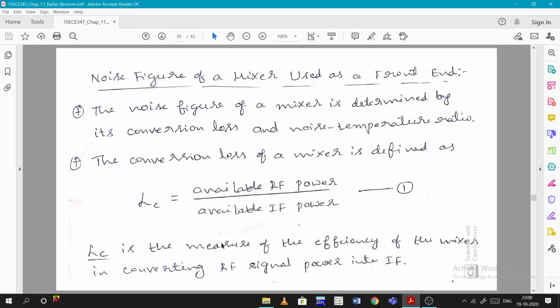Now the noise figure of a mixer used in the front end. We need to check the noise figure of that mixer. The noise figure of a mixer is determined by its conversion loss and the noise temperature ratio. The conversion loss, denoted LC, is defined as the ratio of available RF power to available IF power. LC is the measure of the effective efficiency of a mixer in converting RF signal power into IF. I give this much RF signal input and get IF power, so how efficiently is the signal converted, the entire signal or only a part of it.